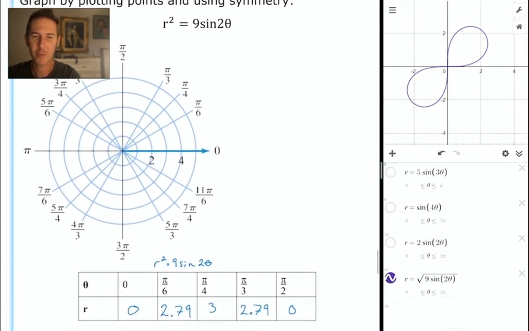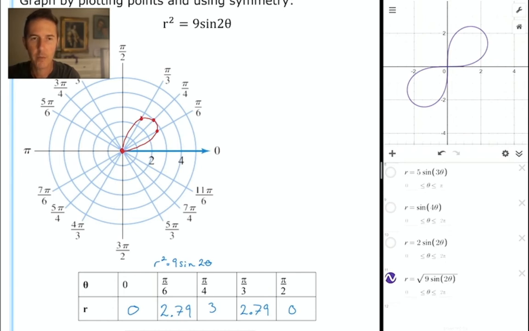What I wanted to do with you even before that was to give you the values that are in this table. I plugged in the theta values, calculated the r values. We can plot some points. Aiming in the direction of 0, we're going to move 0. Aiming at pi over 6, we'll go out almost 3 units. At pi over 4, we will go out 3 units. At pi over 3, we'll come back into that 2.79 number. And you can see that that causes us to draw just this one petal.